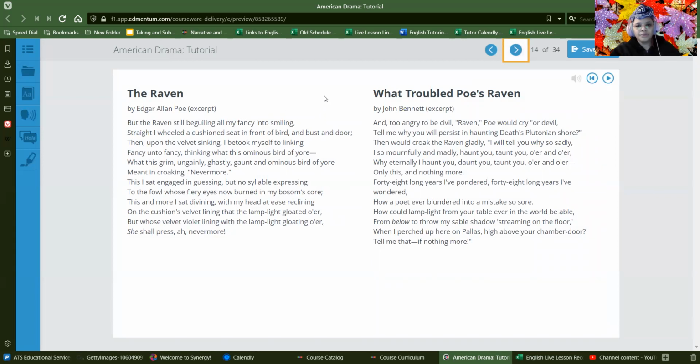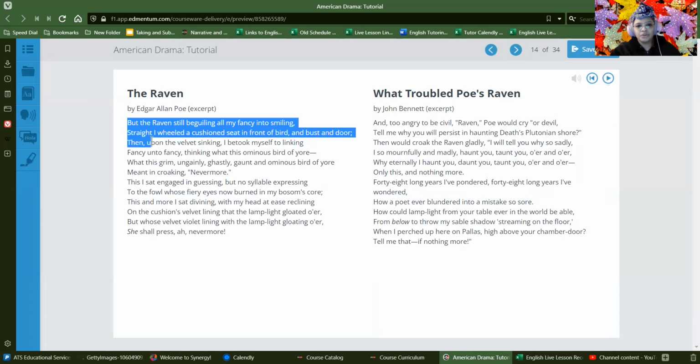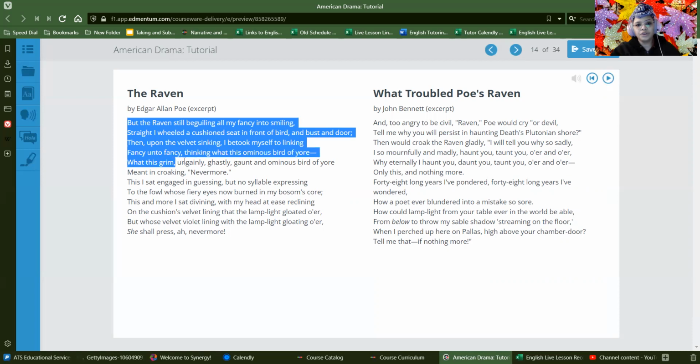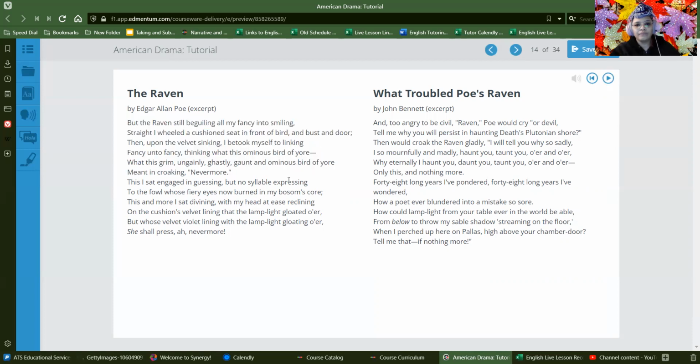I'm not going to read these out loud. But yes, I'll read a couple lines from them, just to get the scheme of how this sounds. We'll read down to nevermore. "But the raven still beguiling all my fancy into smiling, straight I wheeled a cushioned seat in front of bird and bust and door. Then upon the velvet sinking, I betook myself to linking fancy unto fancy, thinking what this ominous bird of yore, what this grim, ungainly, ghastly, gaunt, and ominous bird of yore meant in croaking nevermore."